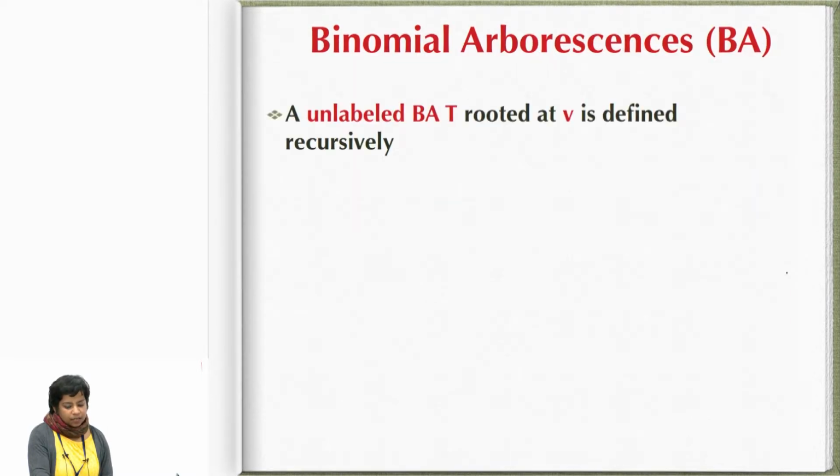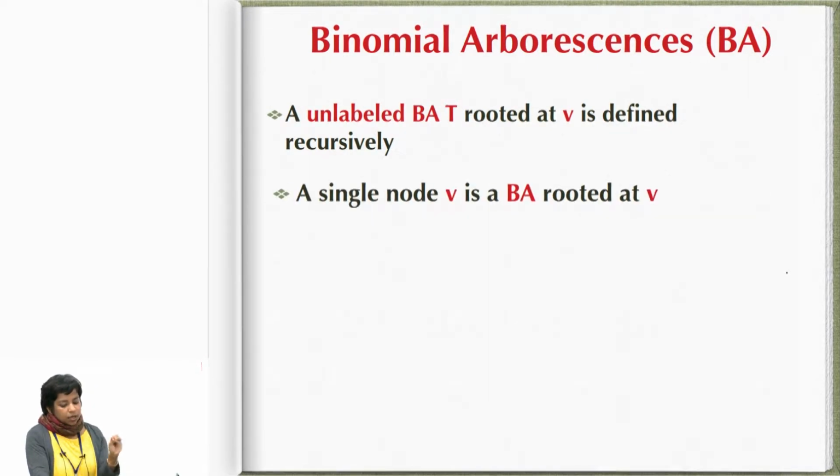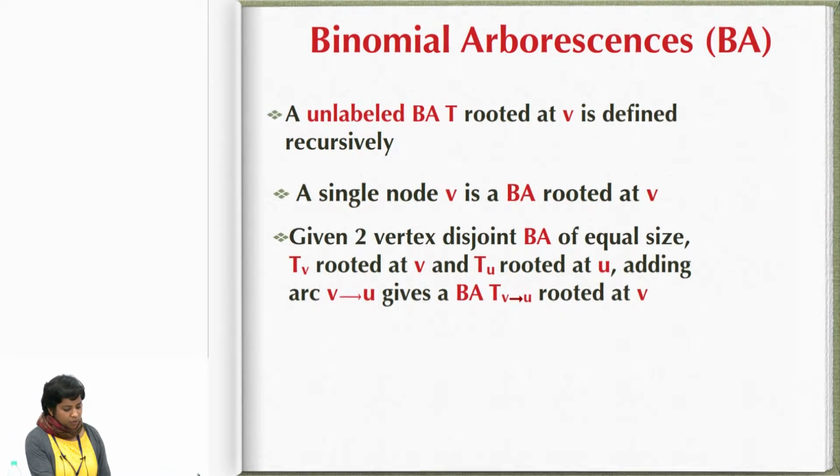So let's define the binomial arborescence, what it means. An unlabeled binomial arborescence is a rooted tree at V, and it is defined recursively. So a single node V is a tree in itself, right? It has just one node. So this is trivially an SBA, a binomial arborescence.